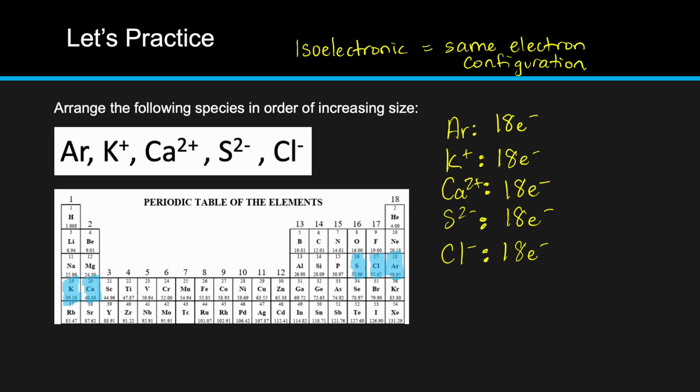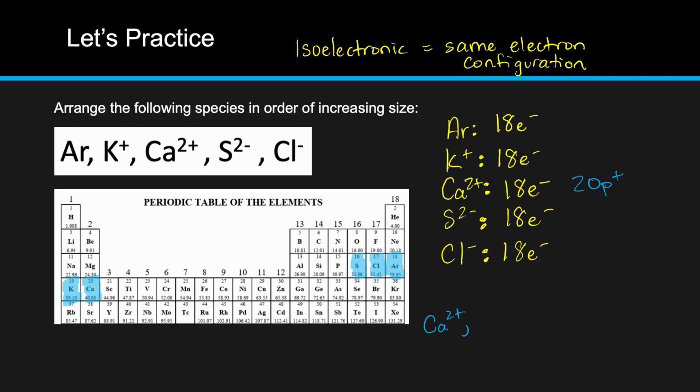It says arrange the following in order of increasing size. So we know from this lesson that as you increase nuclear charge, you are going to decrease the size of the atom because you are now pulling those electrons closer to the nucleus, which decreases its size. So what we want to look at here is our highest number of protons and our lowest number of protons, and then we can find the trend within that. So calcium has the most protons. It has 20 protons, which means calcium is going to be the smallest of them all.